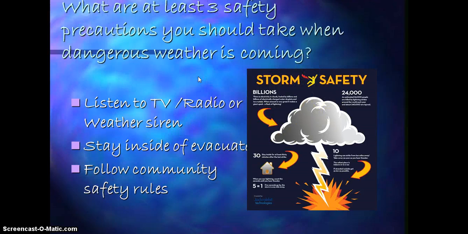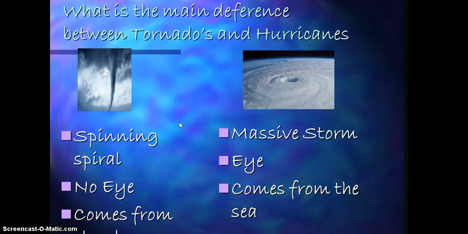Here are some things that you should do in order to be safe in a storm. At least 3 safety precautions that you can take in dangerous weather. Listen to the television or radio for a weather siren. Stay inside or evacuate, or follow community safety rules. And finally, the differences between tornadoes and hurricanes. The tornadoes are a spinning spiral, while a hurricane is just a massive storm. Tornadoes do not have an eye. Hurricanes have a big eye of the storm, which is calm. The tornadoes come from clouds, and hurricanes come from the sea.